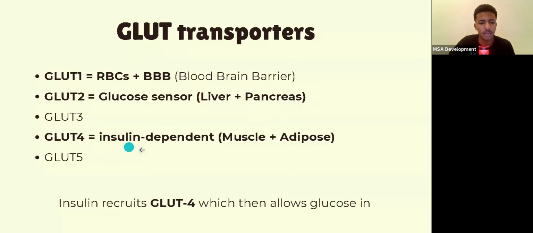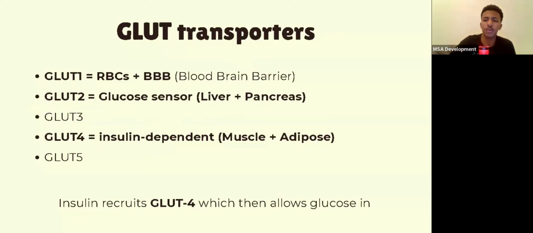GLUT4 is insulin dependent, and it's found in muscles and in adipose tissue. The importance of this is that when insulin rises, it basically goes from GLUT2 to GLUT4. First of all, the sequence starts when we increase our blood glucose. This is detected by the pancreas through the GLUT2 sensor, and then it's going to release insulin.